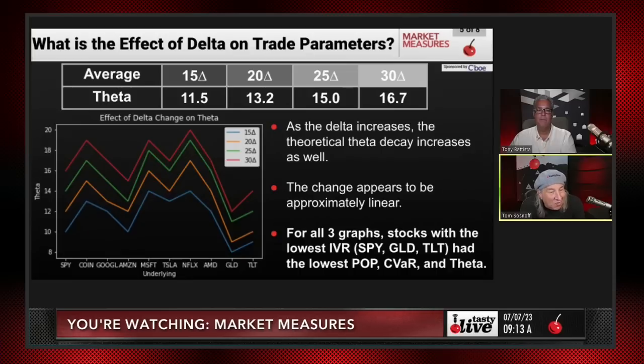But for all 3 graphs, stocks with the lowest IVR, in this case, the SPY, GLD, and TLT, had the lowest pop, the lowest CVAR, and the lowest theta, which shouldn't surprise anybody because that's just the way the numbers work. Let's go to the next slide.